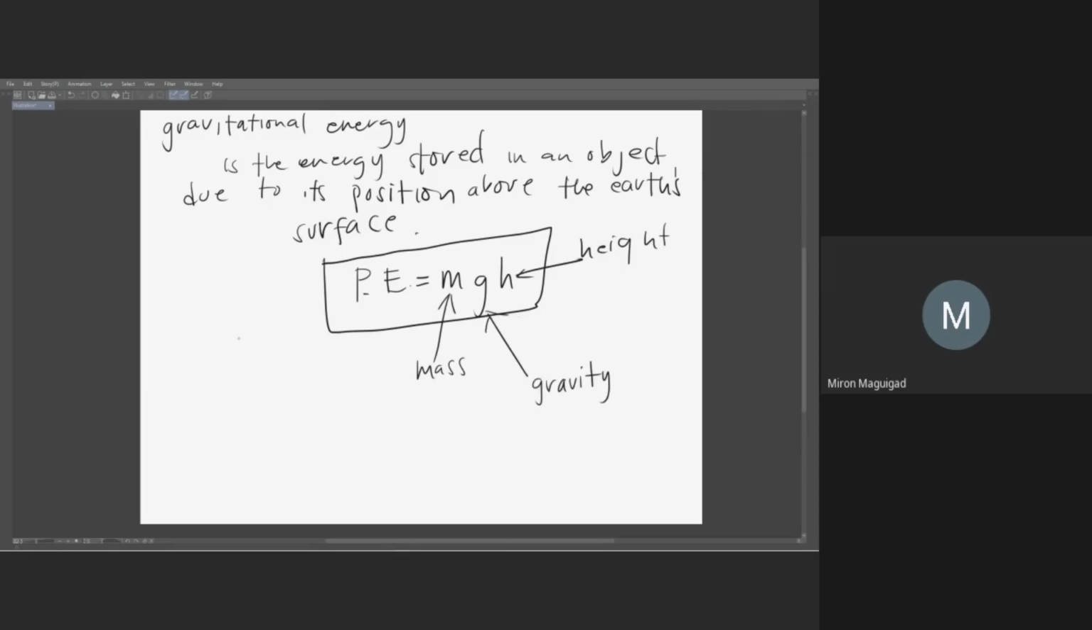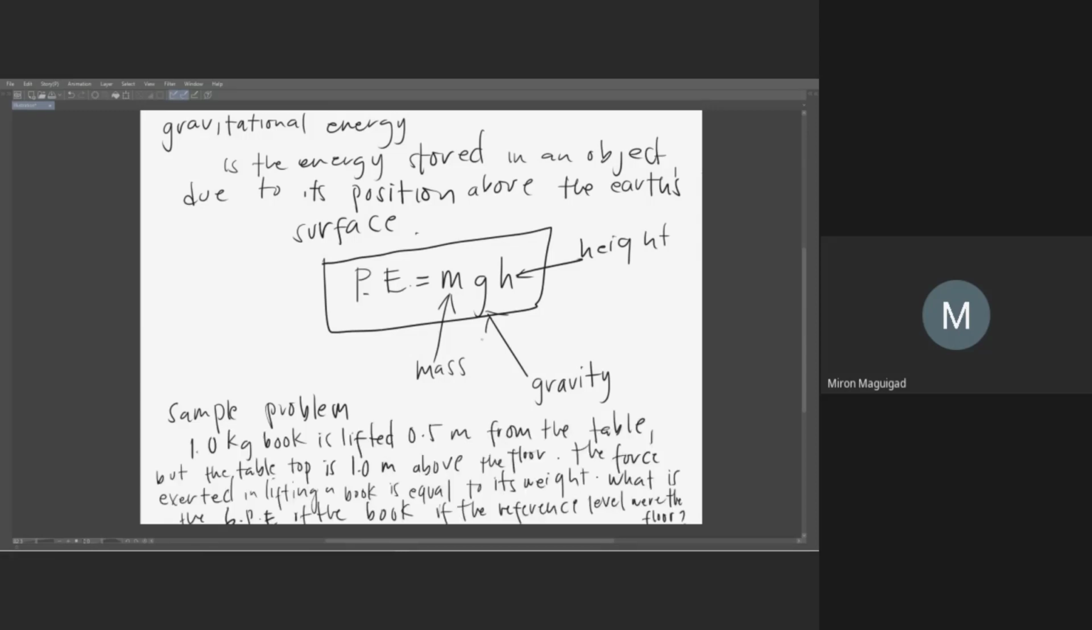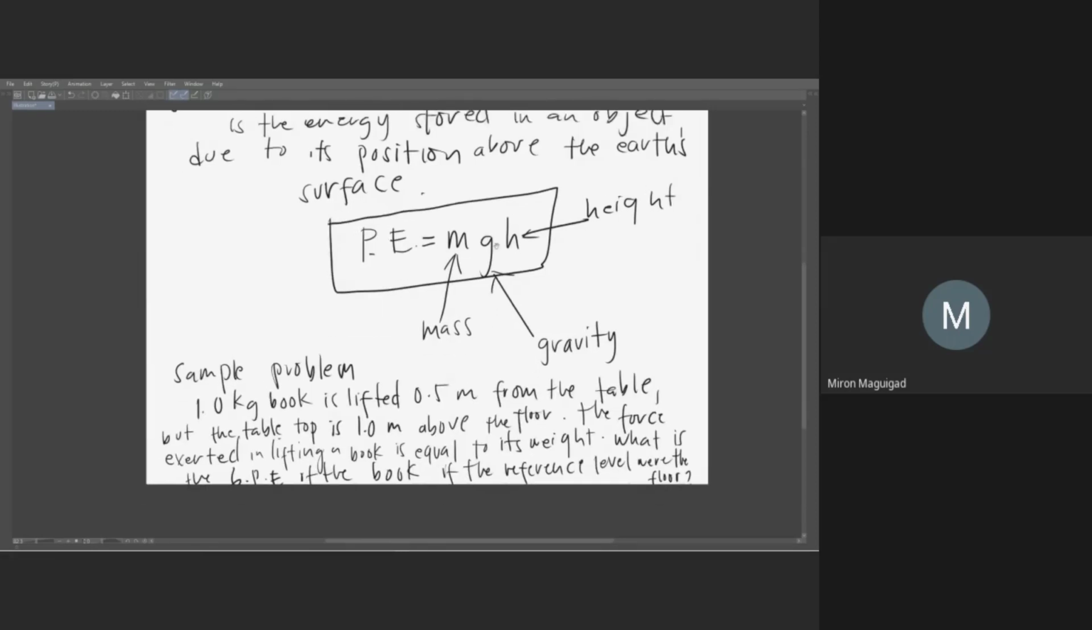Let's have a sample problem for gravitational potential energy. The problem is a 1 kilogram book is lifted 0.5 meters from the table, but the tabletop is 1 meter above the floor. The force exerted in lifting the book is equal to its weight. What is the gravitational potential energy, GPE, of the book if the reference level were the floor?